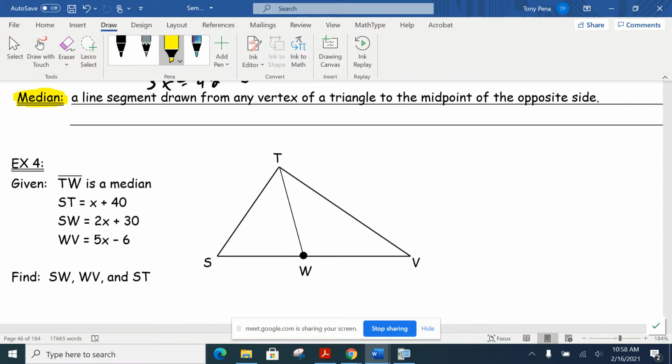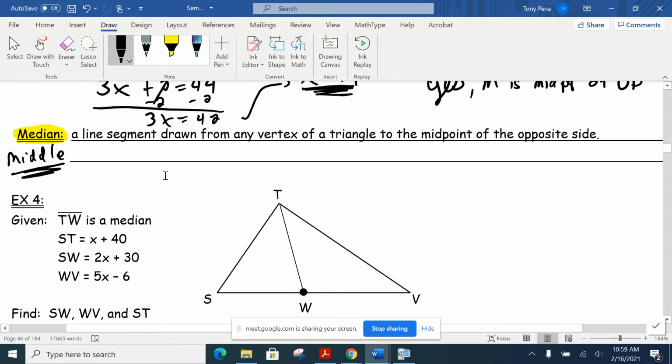LaGrange Road when you go south, LaGrange Road when you go north, there's a median in the middle. When you do mean, median, mode, and range back in stats, the median was the middle number. So it still basically means that. We're not going to change the definition of a word. Now, there's a little bit more to it with this, but the idea of it being in the middle is important. So it's a line segment drawn from any vertex of a triangle to the midpoint of the opposite side.